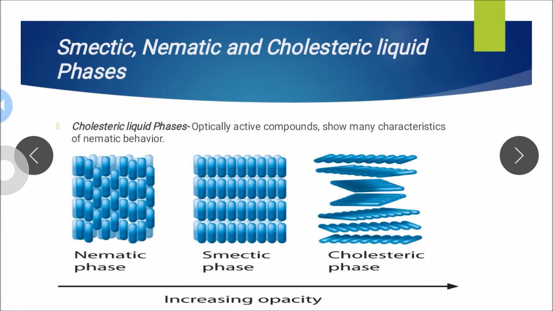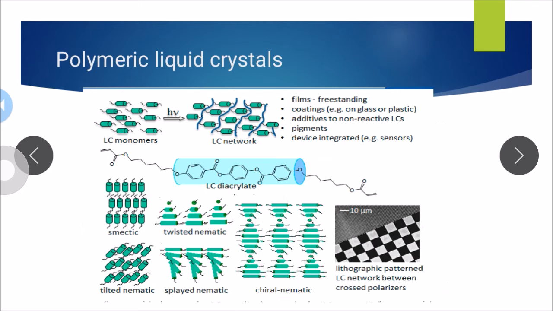And the opacity property, that is the optical property, is increasing when we go from nematic to cholesteric. That is shown in this diagram, in this curve, which shows the increasing opaque nature, that is the optical nature, of the liquid crystal material.